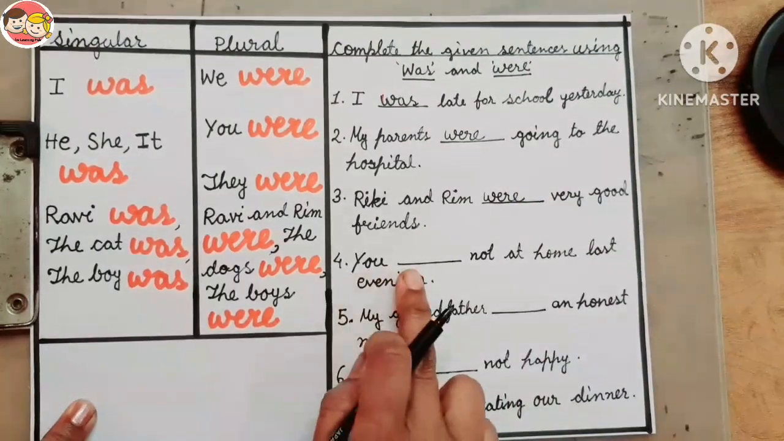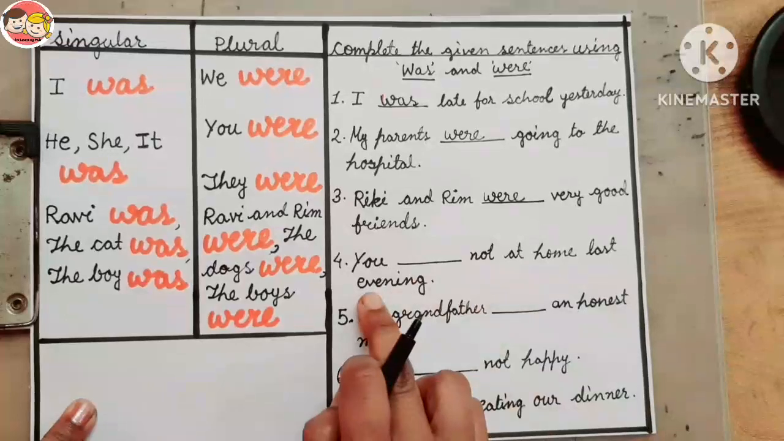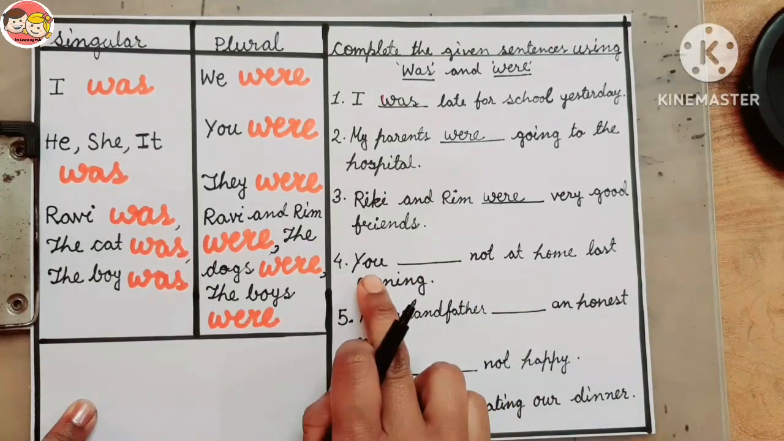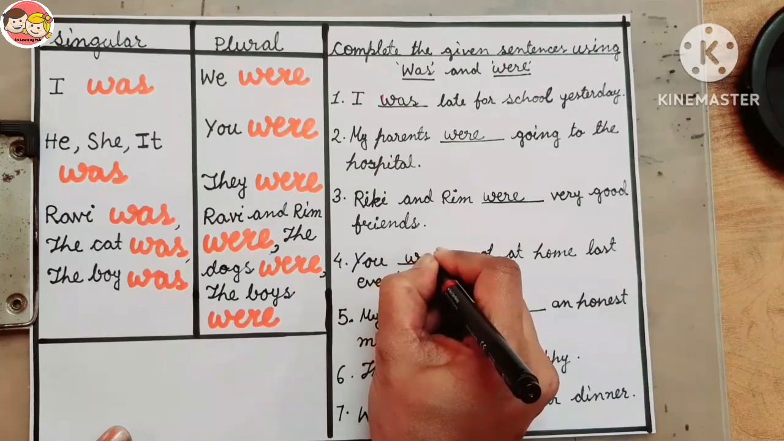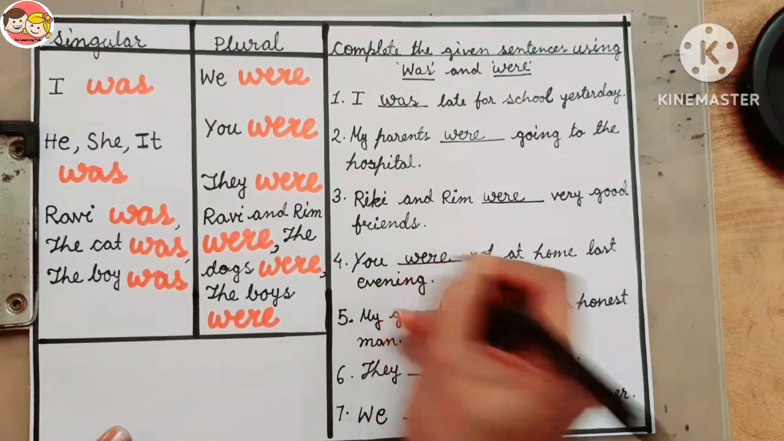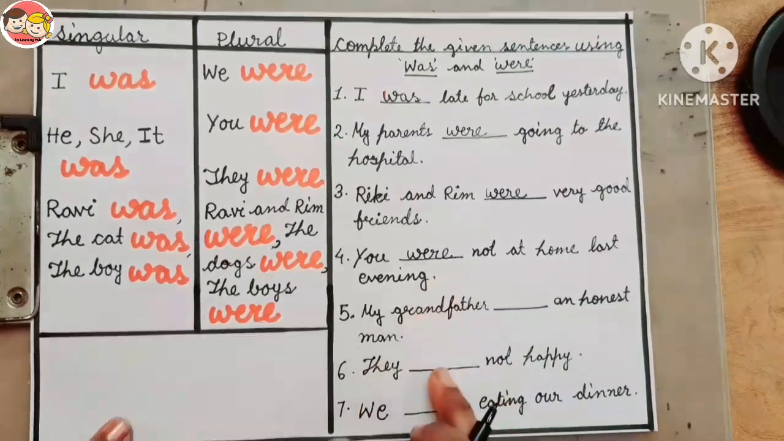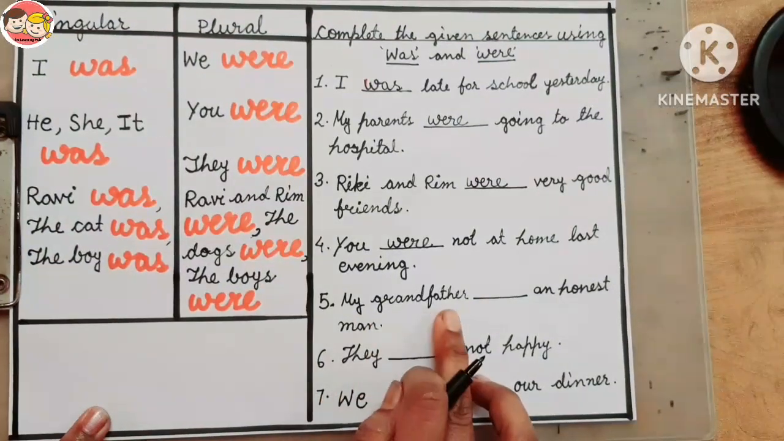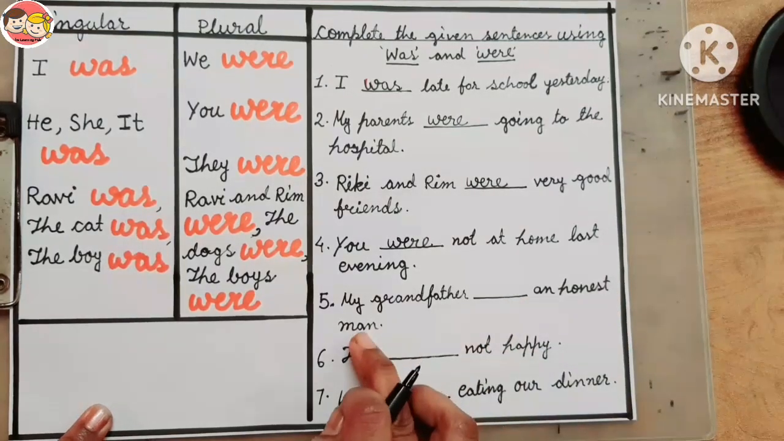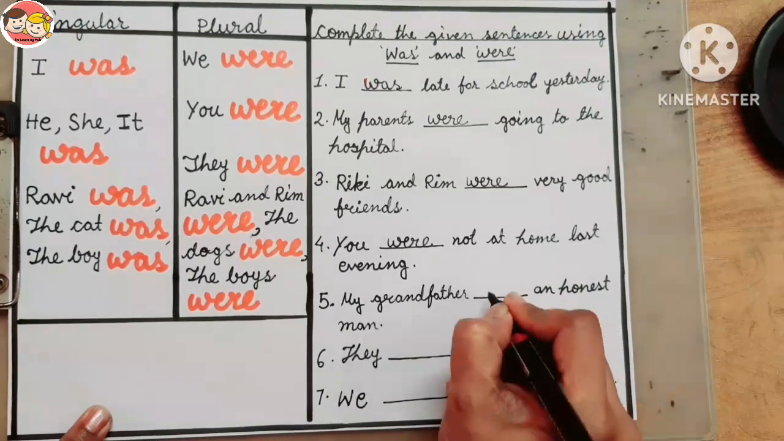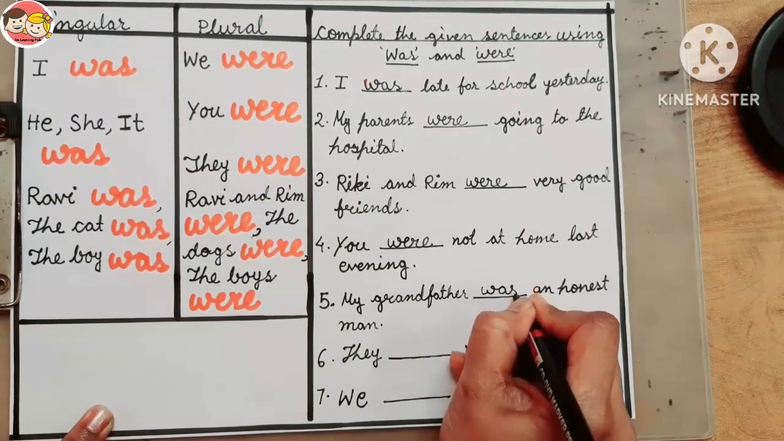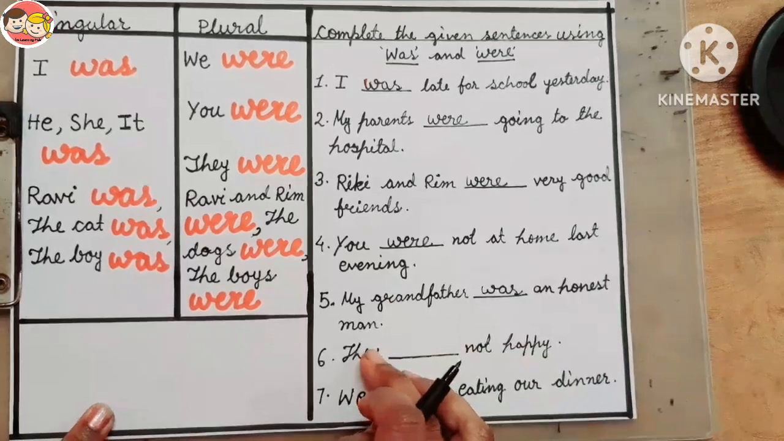Next, you dash not at home last evening. What should we use with you? Very good. Well done. Were. Were is always used with you. You were. Next, my grandfather dash an honest man. Here we are talking about grandfather. It's a singular number. So we have to write over here was. My grandfather was an honest man.